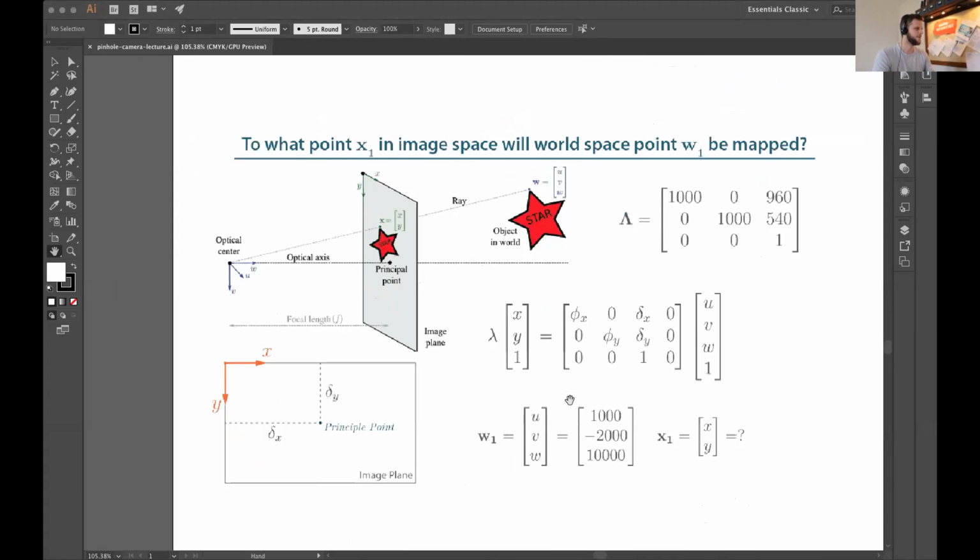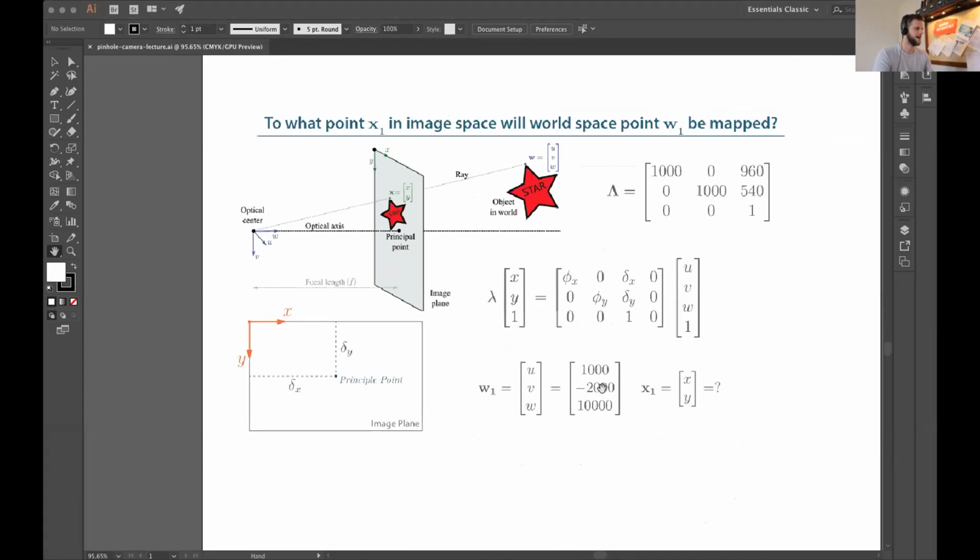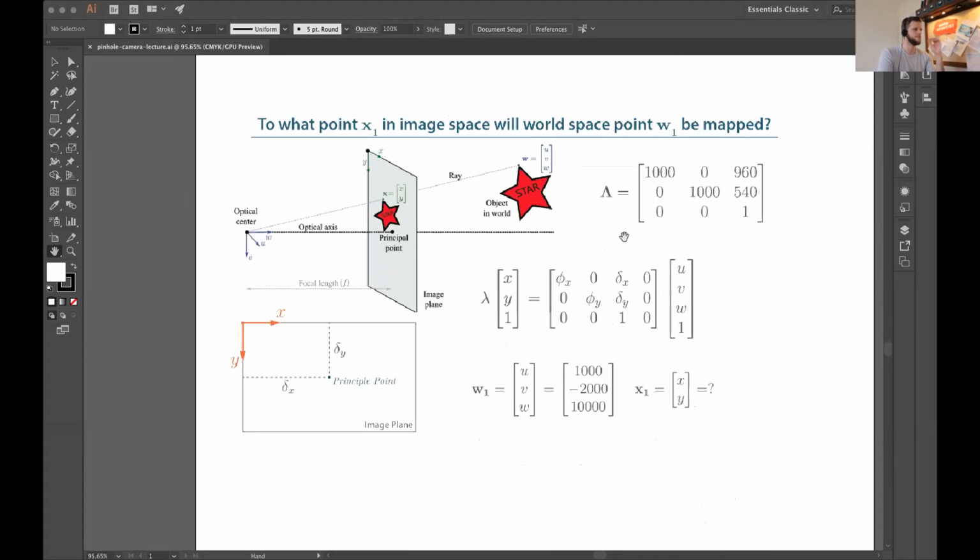And did I copy this one? Yeah, I did. Cool. Okay, great. All right, so here's a question. And I would like us to solve this using the matrix equation this time. Last time we used the similar triangle equation. So I would like us to solve this problem using the matrix equation.